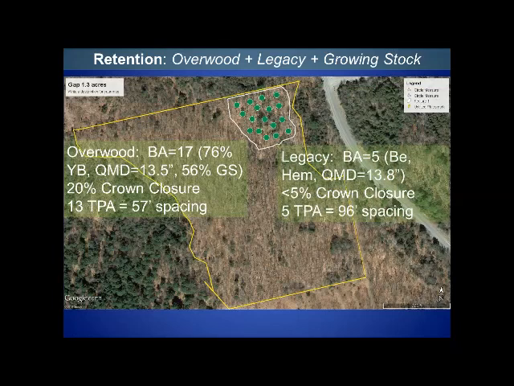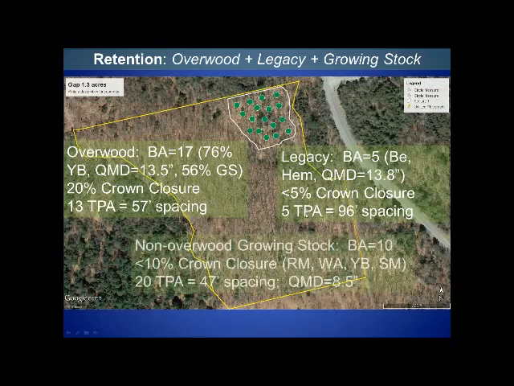Now we add in our legacy. We're leaving scattered, large, resistant beech and a couple of big hemlocks just for diversity, right? 13, 14 inches there as well. That's less than 5% crown closure, 5 trees an acre. And then finally, hiding out there in plain sight are these growing stock trees, 10 square feet of small red maple, ash, yellow birch, sugar maple, 20 per acre, 47 feet apart, 8 inches roughly. So that's the sum total.